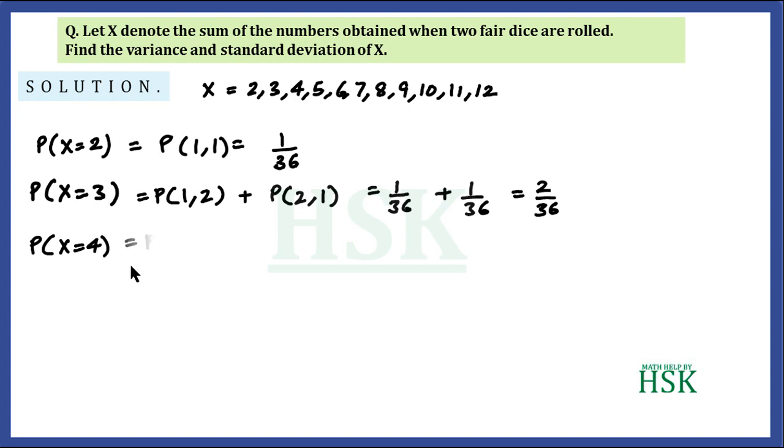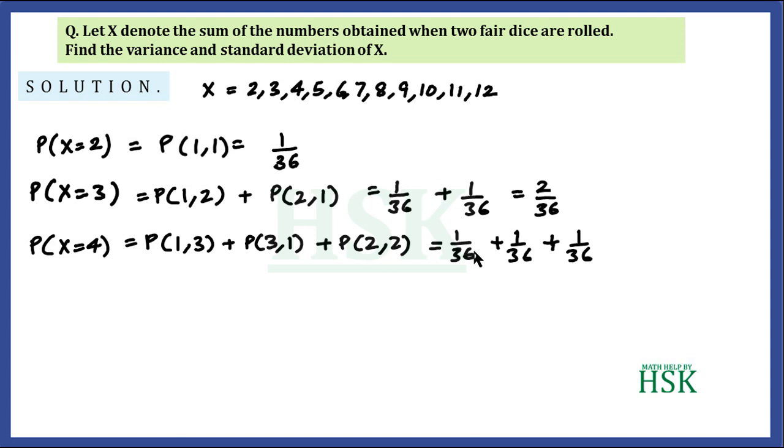Probability of X equal to 4, that is getting the total as 4, would be equal to probability of getting 1, 3 plus 3, 1 plus probability of getting 2, 2. It is quite understood that if we get 1 on the first die, we can get 3 on the other die. If we get 3 on the first die, we can get 1 on the other die. And 2, 2 is obtained when both dice show 2. This would be equal to 1 by 36 plus 1 by 36 plus 1 by 36, which is equal to 3 by 36.